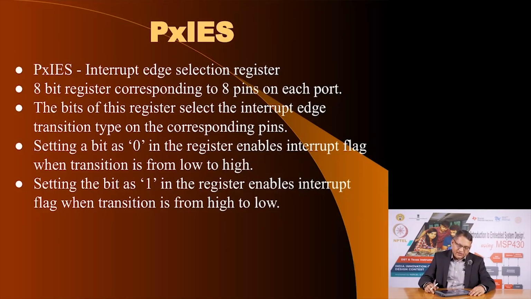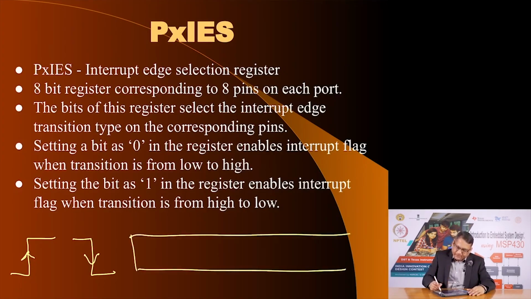Second in the line is the interrupt edge selection register. Like I mentioned, you can generate an interrupt on the rising edge and you can generate an interrupt on a falling edge. You have to tell the microcontroller which edge you would like to generate an interrupt on, and again here there are 8 bits.